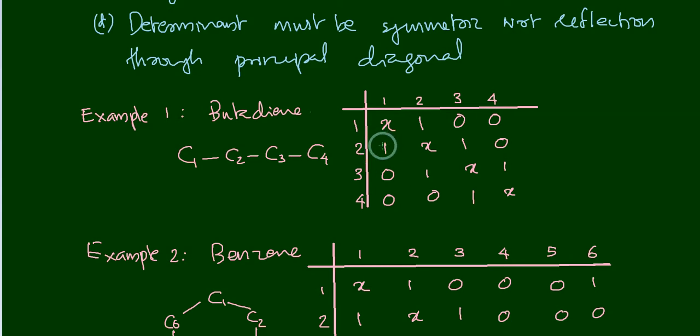Here it is 2, 1, so it is 1. It is 2, 3, so it is 1. 2 and 3 are bonded. 2 and 4 are not bonded, so it is 0. Like that, we can write 0, 1, x, 1, 0, 0, 1, x. So this is the Hückel determinant corresponding to 1,3-butadiene.